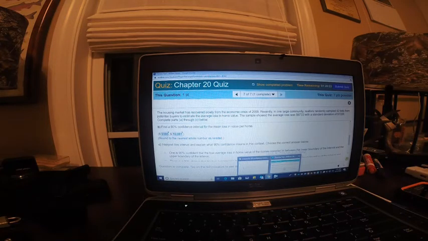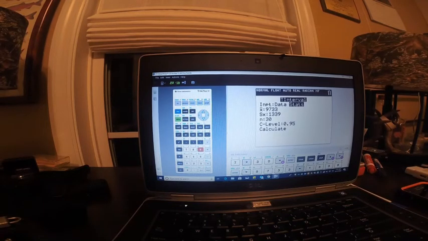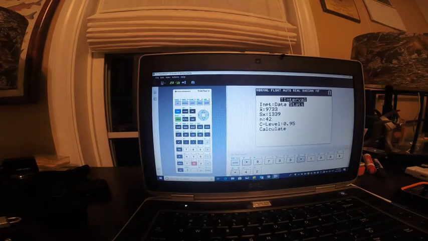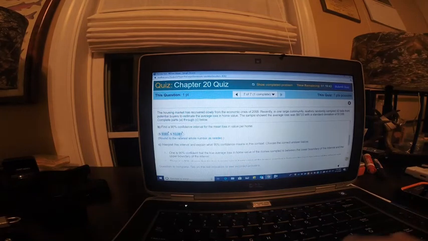Alright, so here, our mean here is 9,733. Okay, our standard deviation is 1,339. Okay, how many did they sample? They sampled 42. Our confidence level here, we want it to be 90%. So we need to change it from 95 to 0.90, or just 0.9 is fine. Okay, that gives us our confidence interval here from 9,385.3 to 10,081. So if you look at it, that's exactly what it has right there.